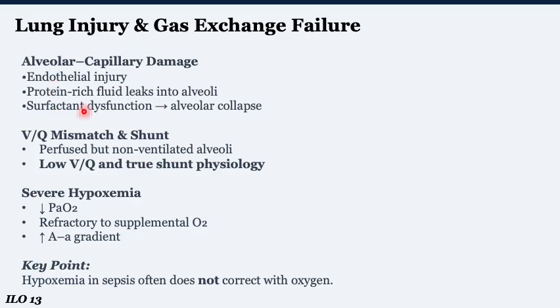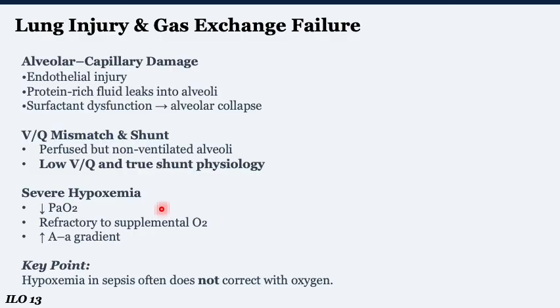So you'll have alveolar capillary damage from the endothelial injury. Protein-rich fluid leaks into the alveoli, and surfactant dysfunction can cause the alveoli to collapse. This will lead to a VQ mismatch or shunt. It can be perfused but not ventilated. It can also lead to what's known as a low VQ or a true shunt from a physiological standpoint.